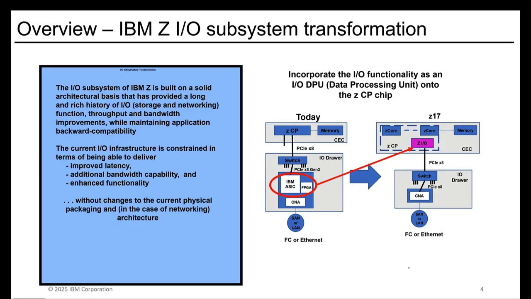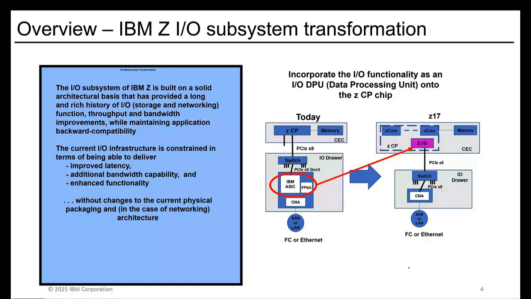And all of this while maintaining application backward compatibility. The applications don't see the difference as our hardware has evolved over the years, but it basically provided rich functionality over the various generations of Z. But at some point in time, we bumped into some limitations, and the current I/O infrastructure was constrained in terms of being able to move forward, to deliver improved latency or additional bandwidth capability, or even to provide enhanced functionality.